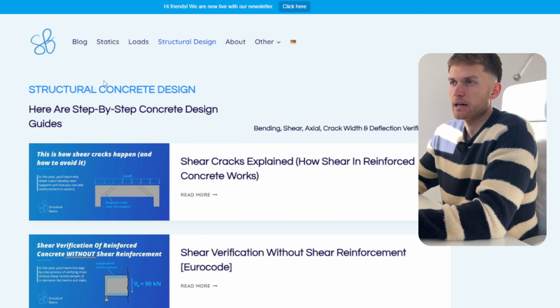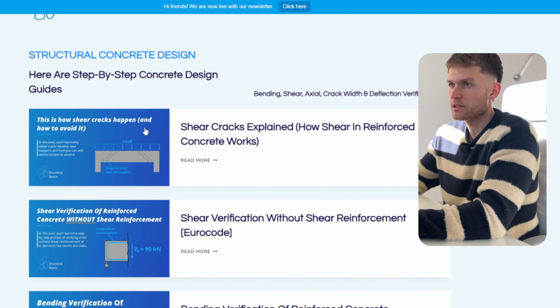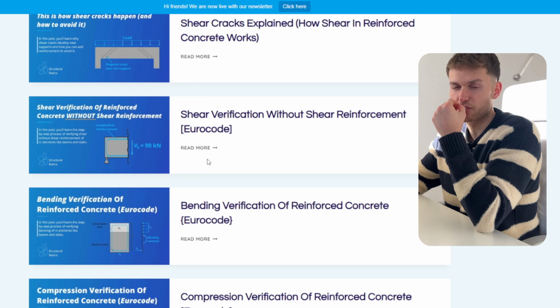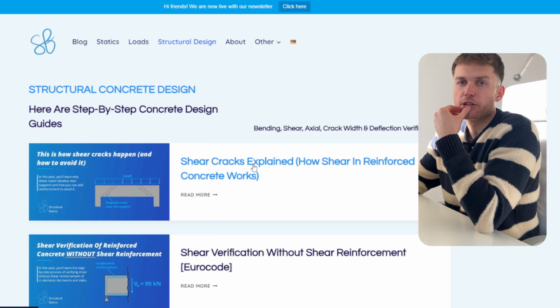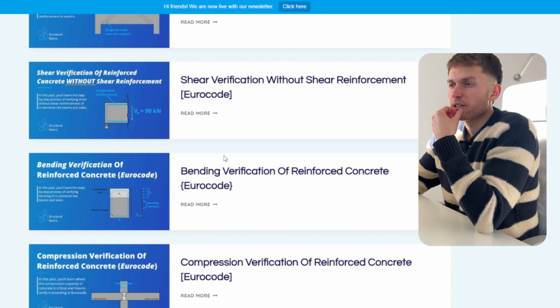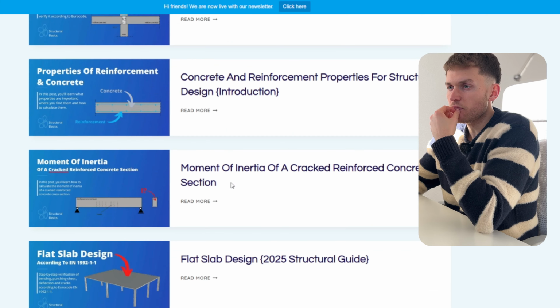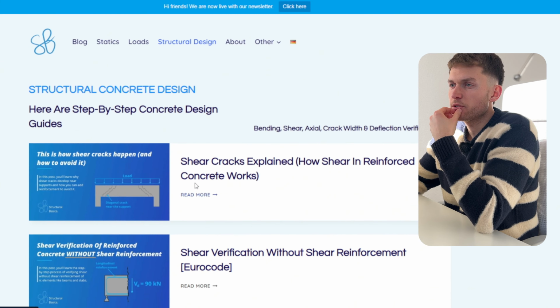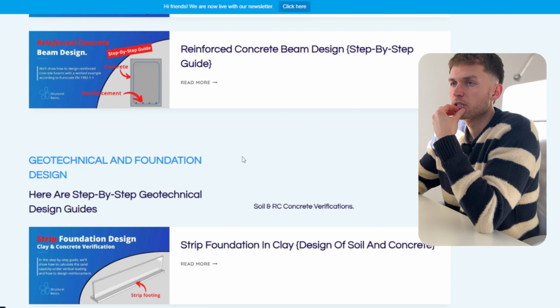I categorize under structural design, again, we have a couple of different sections like reinforced concrete, timber, steel, and masonry. But yeah, we have a bunch of articles here. And if you have been subscribed to the newsletter, you know that we have written a lot of articles about reinforced concrete in the last couple of weeks. And I'm trying to also upload them here on the blog, but right now I'm super busy. But just try to have a look here. You find a lot of stuff and guides here.